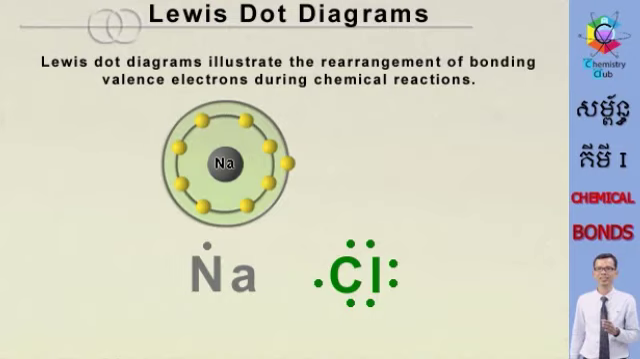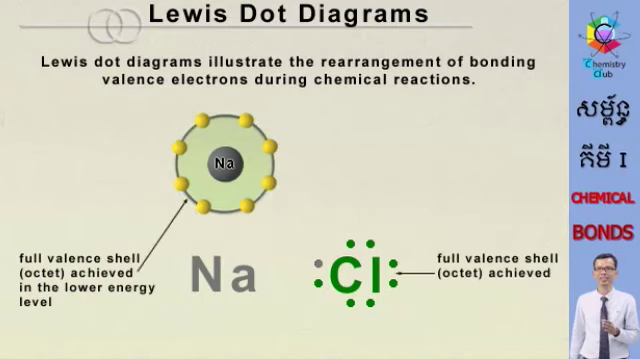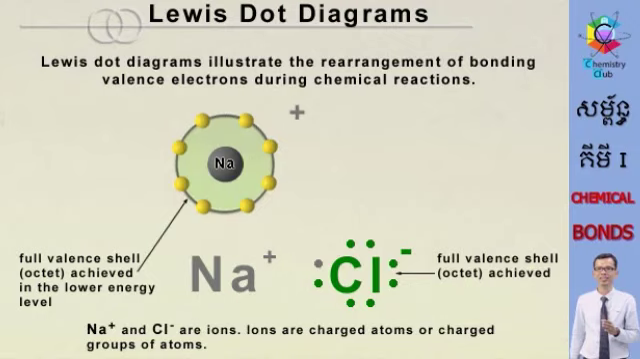Lewis dot diagrams are useful because they illustrate the rearrangement of bonding electrons during chemical reactions. In order for these atoms to achieve a full set of valence electrons, or an octet, the sodium atom must lose one electron, and the chlorine atom must gain one electron. The process of electron transfer creates ions, which are charged atoms or charged groups of atoms. You will learn more about ions shortly.